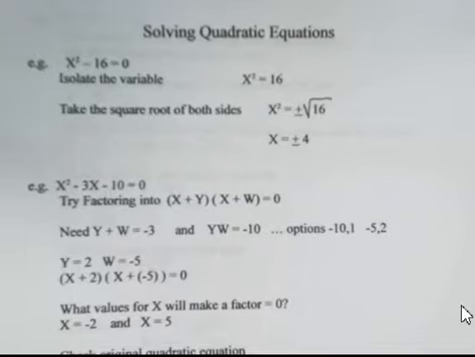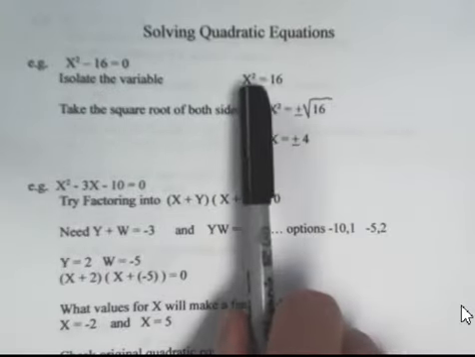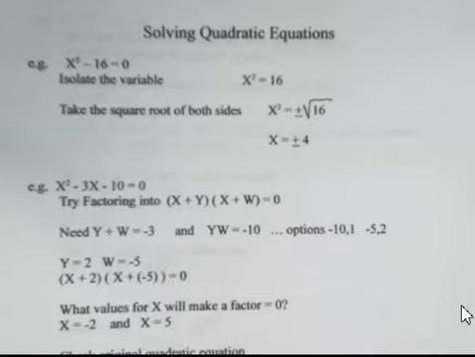So we add 16 to both sides. The minus 16 and the plus 16 on the left add to 0, so we just have x squared, and we have plus 16 on the right. Now I'm ready to take the square root of both sides. I cannot just take the square root of x squared and say x equals 16. I must perform the same operation to both sides of the equation. So I take the square root of both sides.